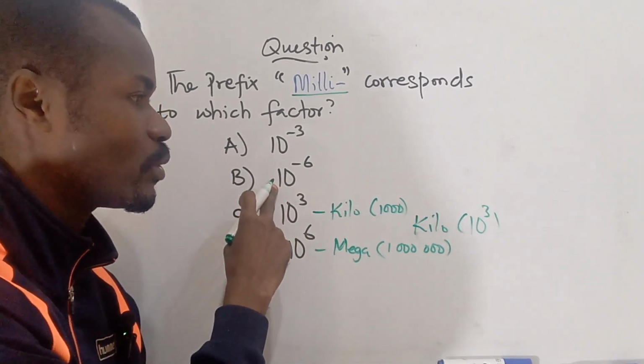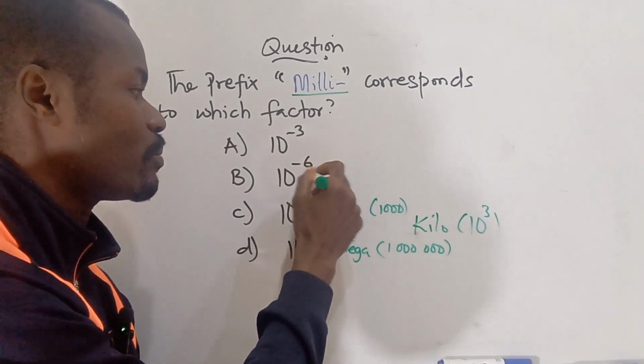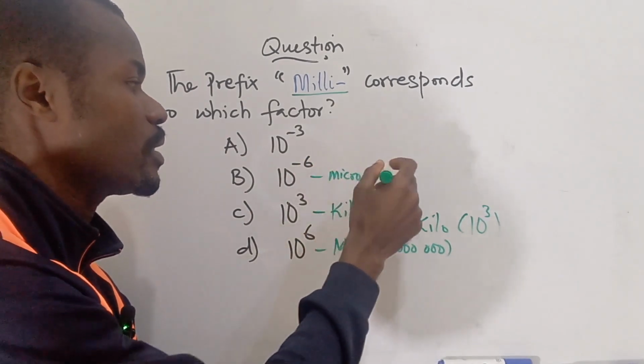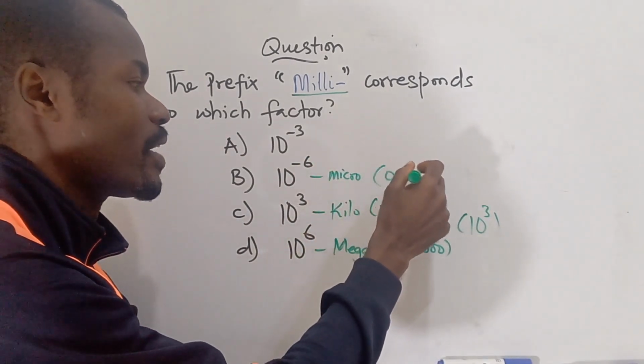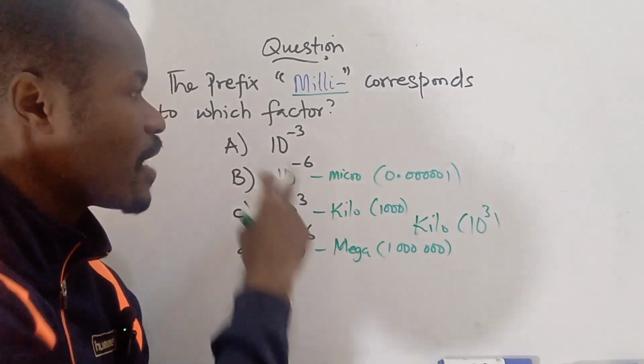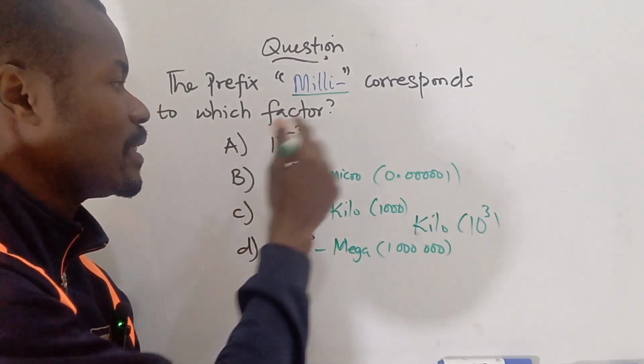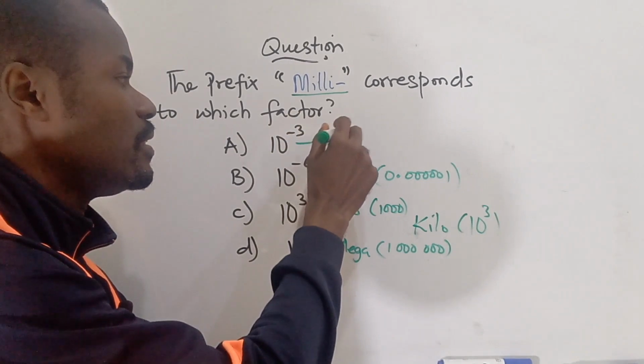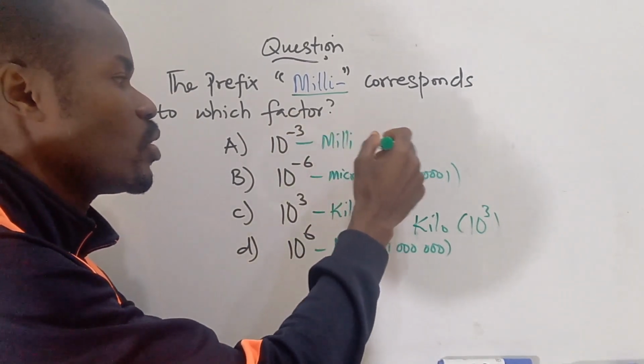For instance, 10 raised to the power negative 6 is micro. So we have it at 0 point, with 5 zeros there and 1. Now this one we refer to as milli.